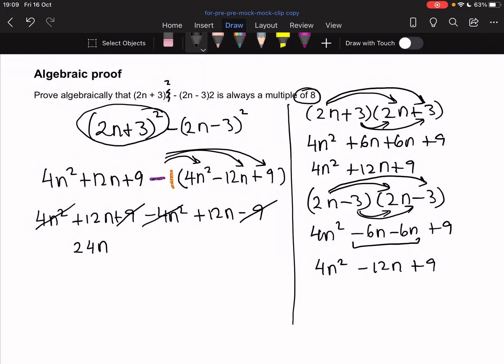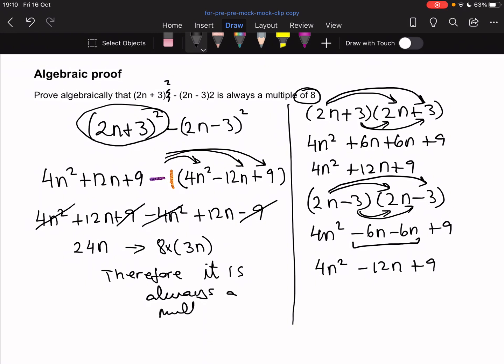It says it's always a multiple of 8. So what I would like to do here, even though it's a little bit weird, is take a common factor of 8. So I'm going to take 8 outside the bracket: 8 bracket 3n. Because this 8 is multiplied by 3 times some number, this number is always going to be a multiple of 8. So there we can say, therefore, it is always a multiple of 8. And I'm done.